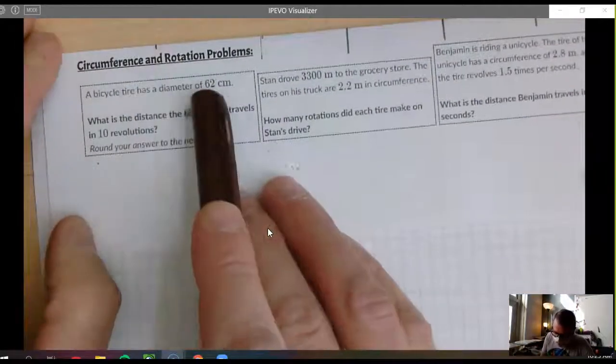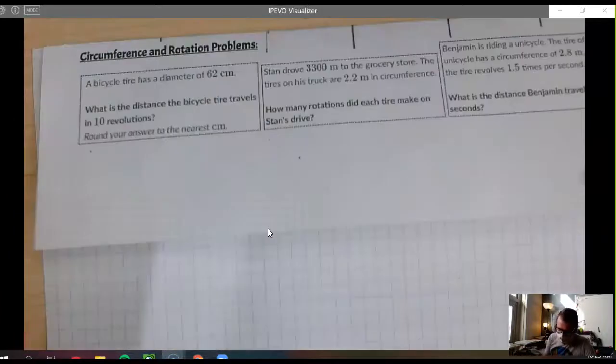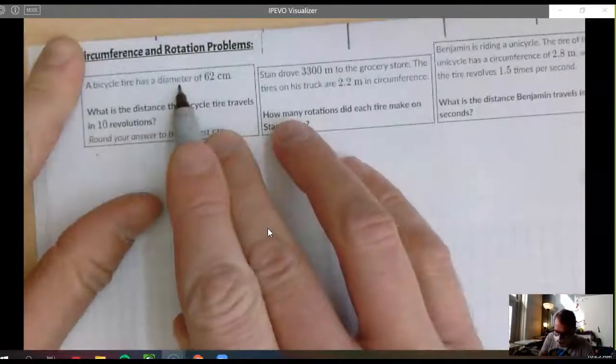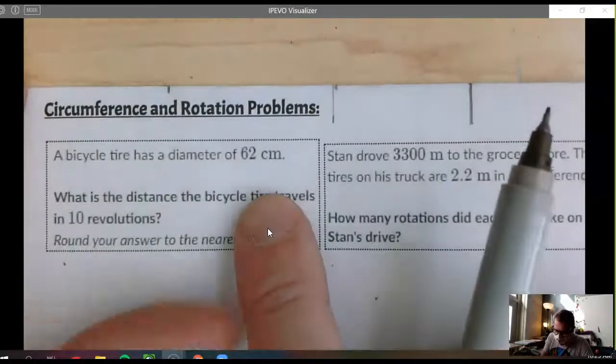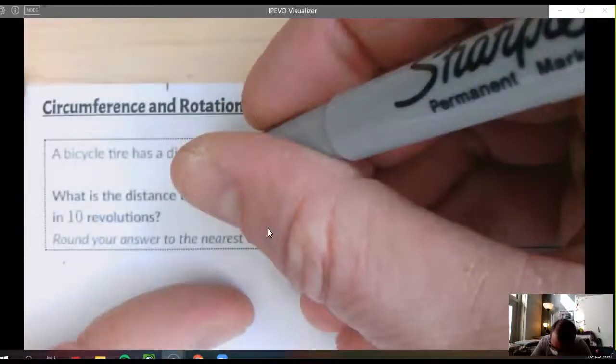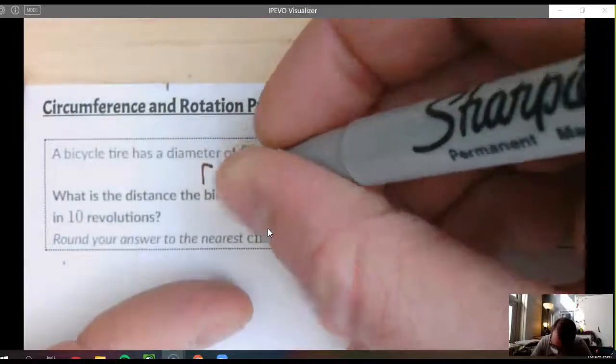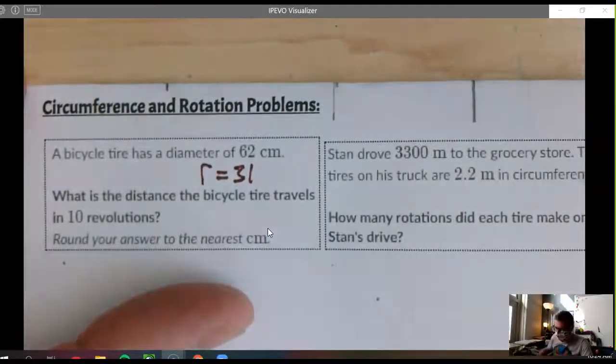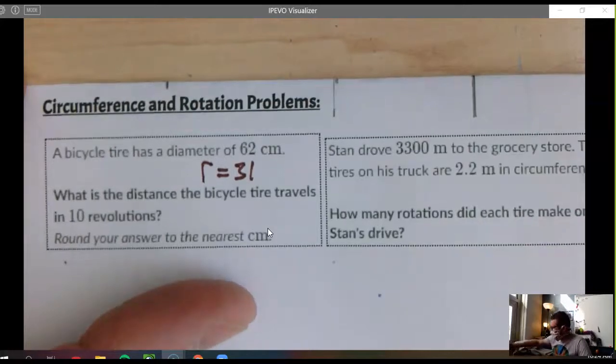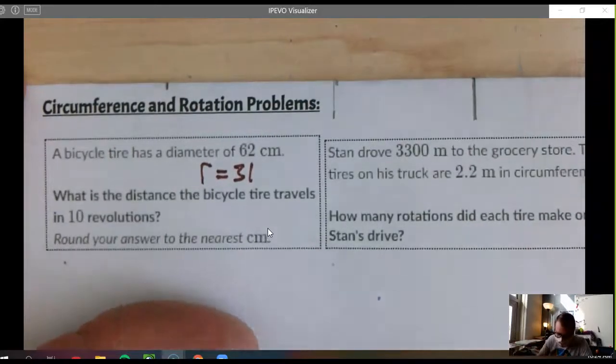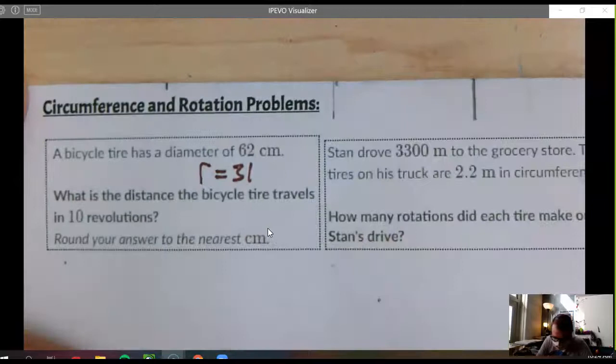It says a bicycle tire has a diameter of 62 centimeters. Guys, as soon as I see something like diameter of, I go ahead and in my brain, I'm like, if the diameter is 62, then the radius is 31. It's half of it. I may not need that, but I might, right? I might need the radius. I just go ahead and think about it.